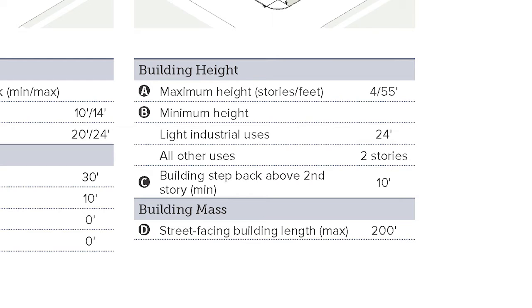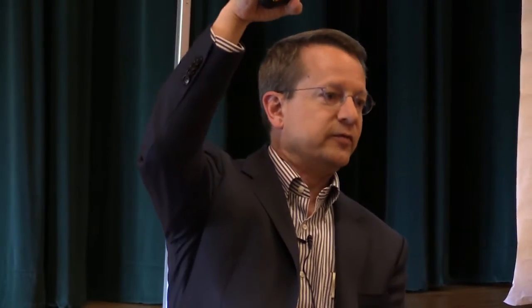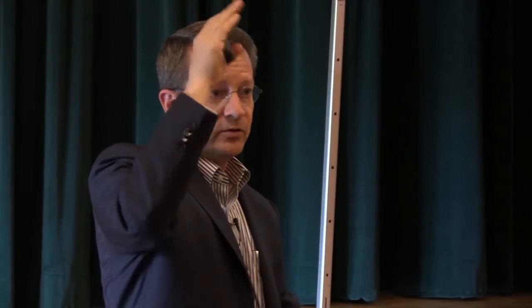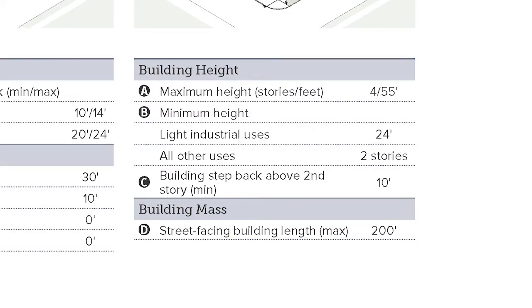Two stories is the minimum height for all uses, and for industrial uses it would be 1 story at 24 feet. So a building as tall as a 2-story building, but for industrial it would only be required to be a single story. The final piece is street-facing building length.